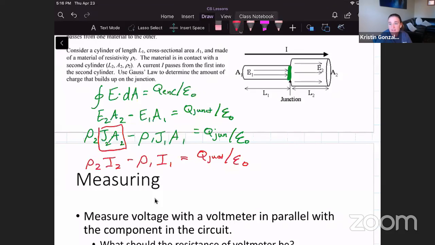But can we have a different current in these two? No, it's the same current going through both of these. So I1 and I2 are really the same. So I can say this is the I going through that conductor times the difference in the resistivities, times epsilon naught, is going to give us what that charge is that will build up at the junction.